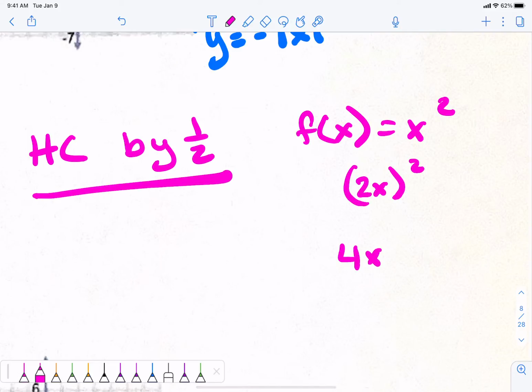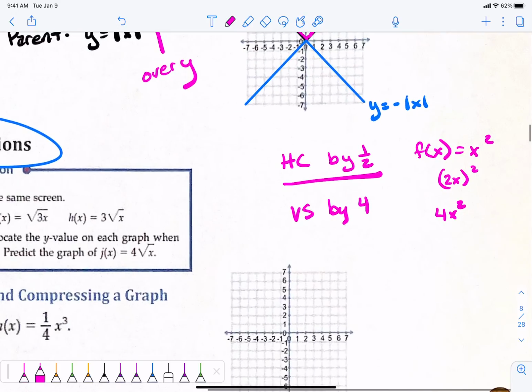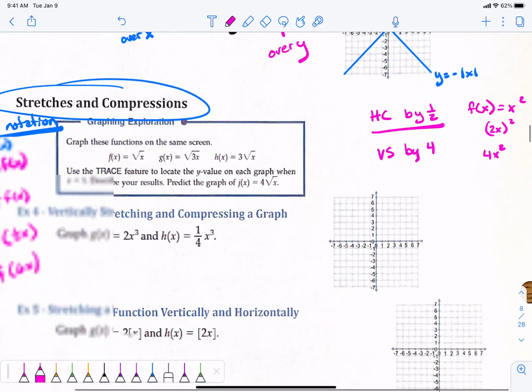So a horizontal compression by 1/2 in an x squared function is the same thing as a vertical stretch by 4. So they are the same, but they're different numbers depending on what your parent function is. If it's a linear function, it's just the same number but flipped. But in a squared function, it's squared. In a cubic function, it's cubed. So it won't always be exactly the same, but close to it. Happy with that?